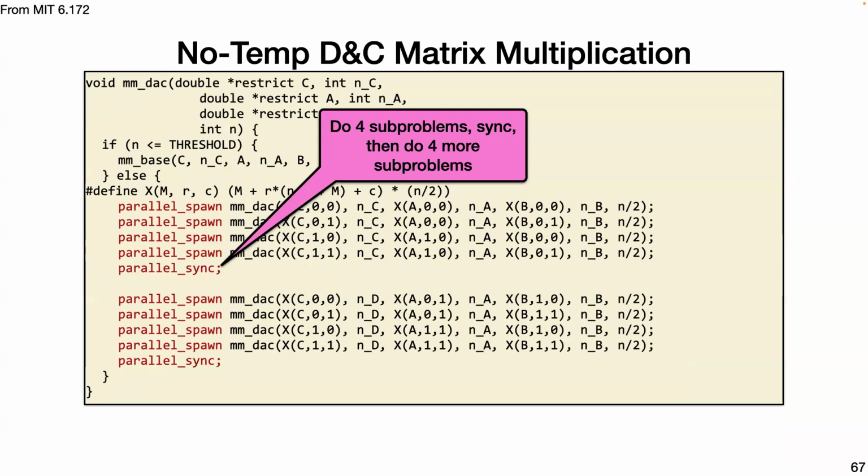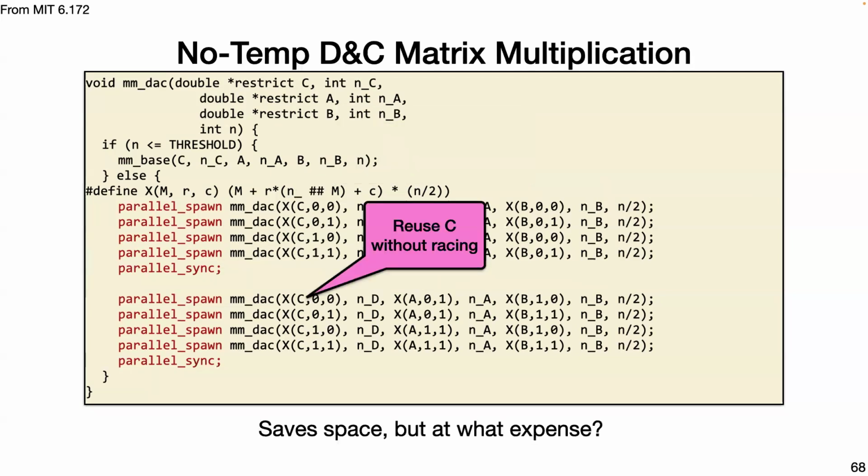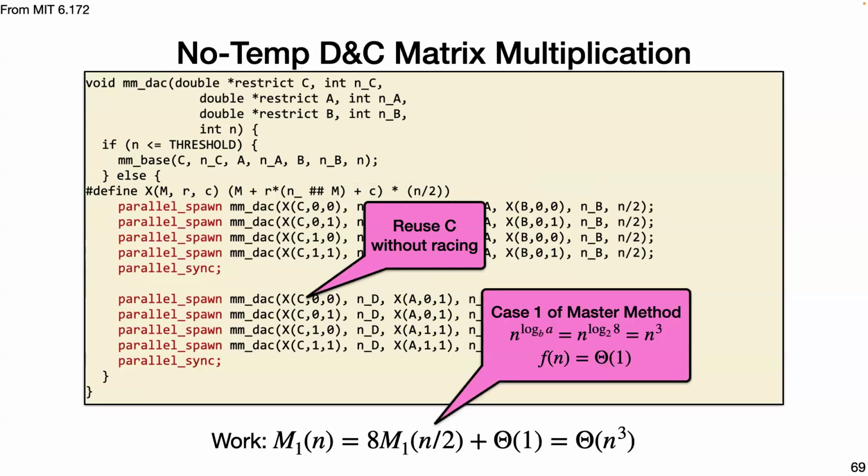So this is another version of divide and conquer matrix multiply that, instead of doing all 8 subproblems in parallel, does 4 at a time and then 4 at a time. The reason you might be interested in doing that is because now you don't need to allocate the temporary; you just have your output matrix C. And you'll notice there's no add anymore at the end. You can reuse C.